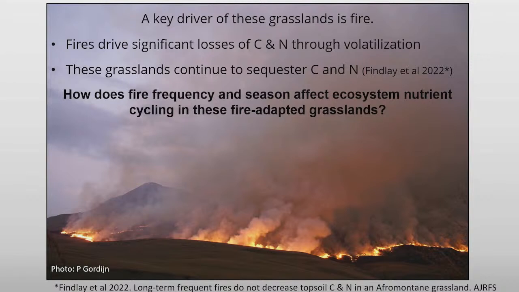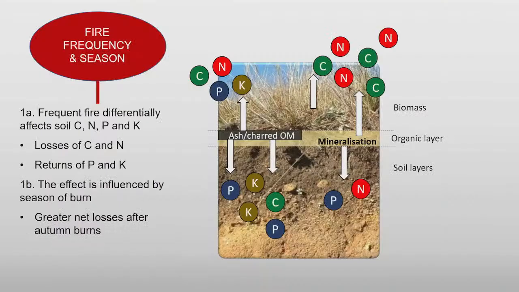We know, though, from recent research that these grasslands continue to sequester carbon and nitrogen, and that this is facilitated by fire. So it's really important that we understand how fire affects not only carbon and nitrogen, but other ecosystem nutrients in these grasslands. So for this talk, I'd like to address three main aspects. Firstly, the effect on soil. So we expect frequent fire to differentially affect nutrients: carbon, nitrogen, phosphorus, and potassium, aka C, N, P, and K.